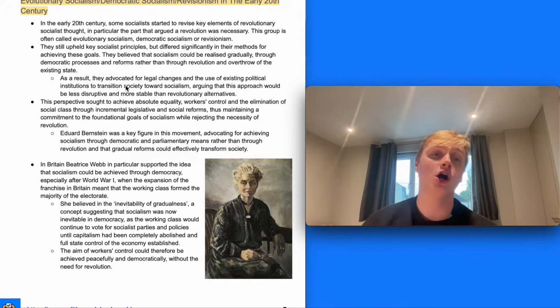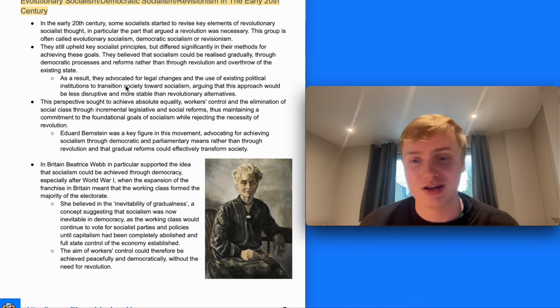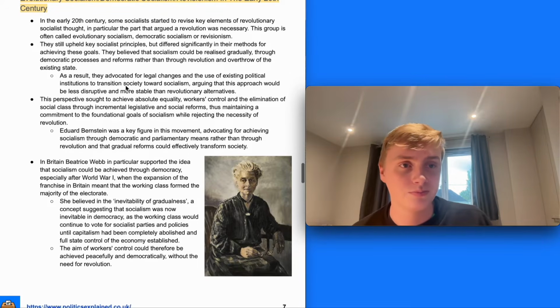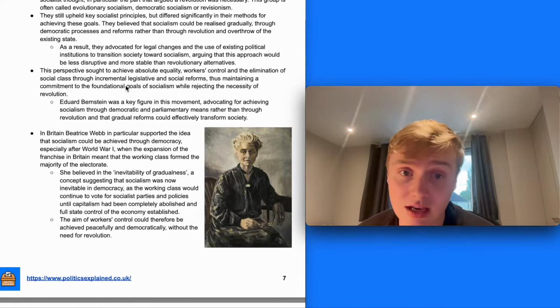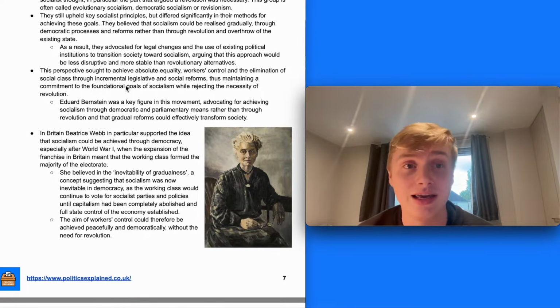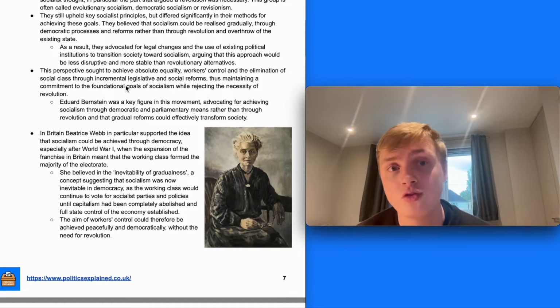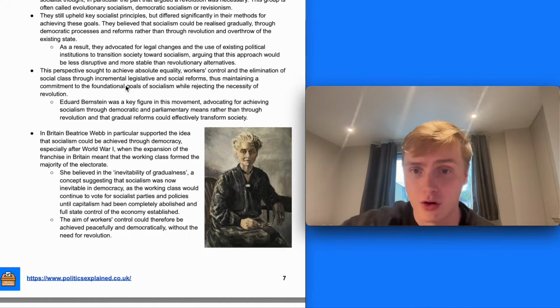This especially came in the early 20th century, when some socialists started to revise key elements of revolutionary socialism, in particular the argument that a revolution is necessary. As I said, they've been called a couple of different names. I think if you go for one, you go for evolutionary socialism. They still upheld key socialist principles. In particular, these early evolutionary socialists believed in the complete abolition of capitalism. But they differed significantly in the methods to achieve these goals, ultimately believing that socialism could be achieved gradually through democratic processes and reforms, rather than through violent revolution and overthrow of the existing state.